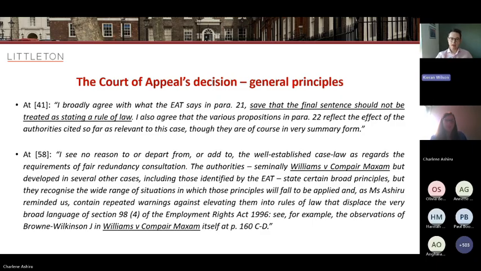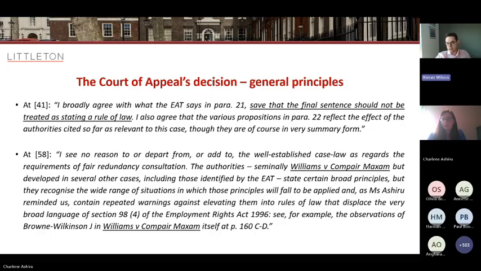Thanks, Charlene. So the Court of Appeal handed down its judgment in October last year, and as you may have gathered by now, they overturned the EAT's decision and they restored the tribunal's finding that the dismissal had been a fair one. And as far as what the Court of Appeal had to say about the general principles regarding this area of law, in many ways, the upshot of the decision was that the law is what it's always been, a sort of business as usual type of judgment.